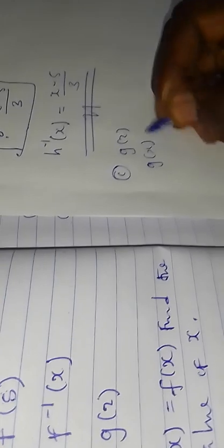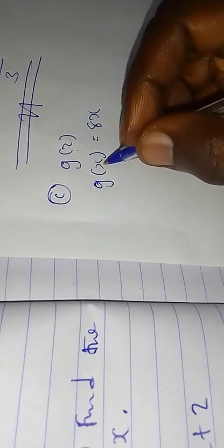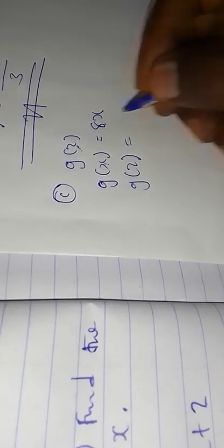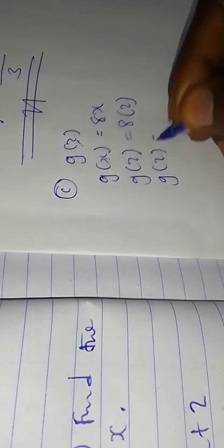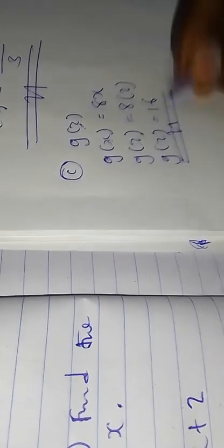g(x) is simply 8x. Now what does it mean if we are finding g of 2? It means that here where there is x we should put 2. So if we say g, where there is x we put 2, even here where there is x we should put 2. So g of 2 is going to be 8 times 2, that is equivalent to 16. So this is the final answer.